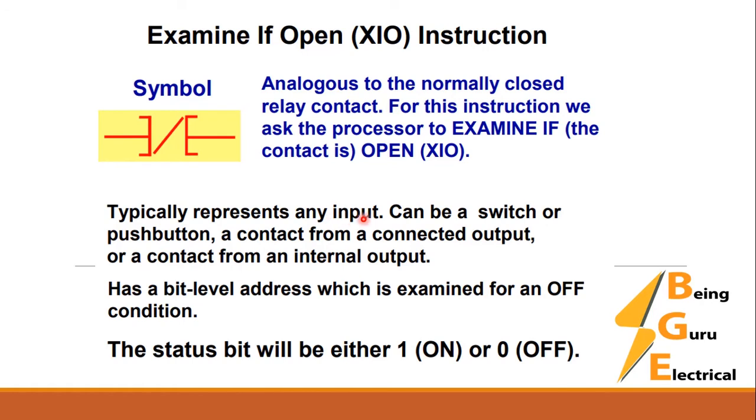It typically represents any input. It can be a switch or push button, it may be output from a switch, it may be output from a push button, or it may be the contact of another output. It can be anything. It has a bit address which is examined for an off condition. This is the same as we discussed in the examine if closed instruction.